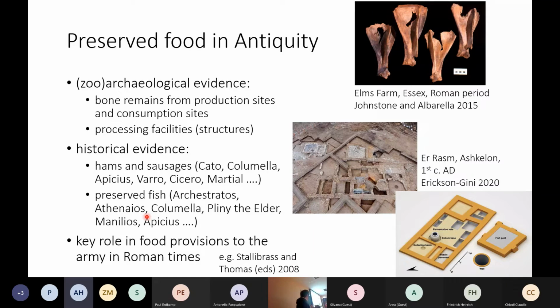So how do we detect preserved food in antiquity, which is something we'll look at after this? We look at bone remains, both from production sites and from consumption sites, expecting to find different evidence in these sites. We can look at processing facilities like this fish sauce production site in Israel. There is plenty of historical evidence as well that gives us information on how this was performed. And we know from zooarchaeological studies the key role of these products in food provisions to the army in Roman times.